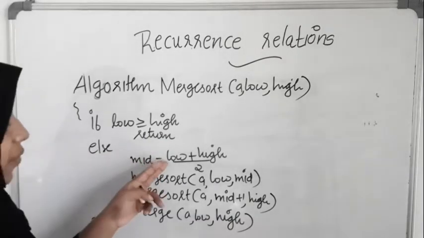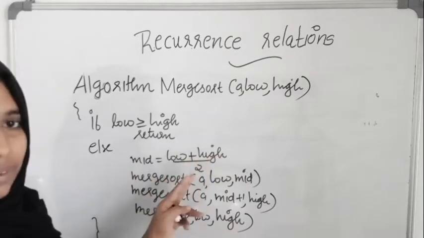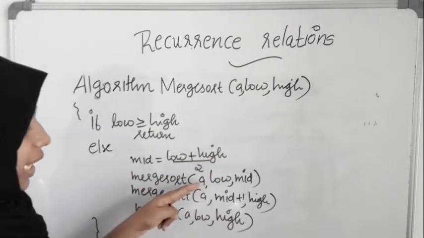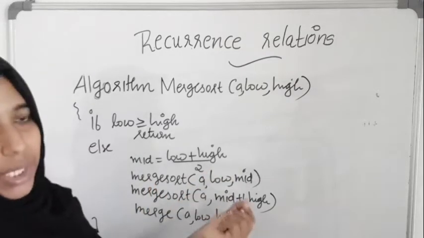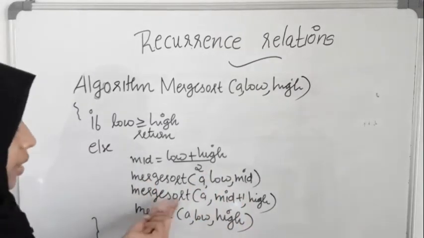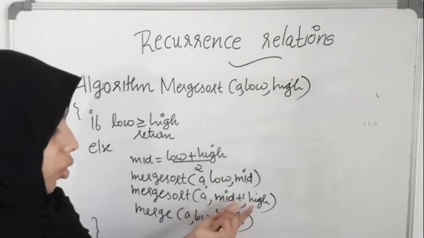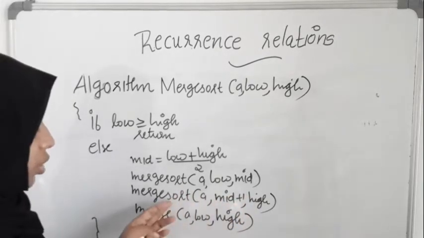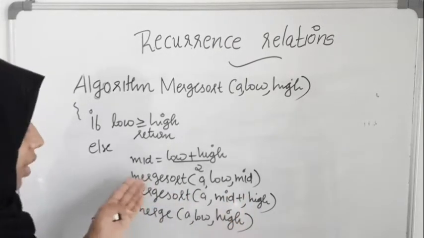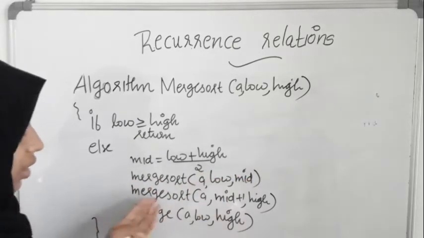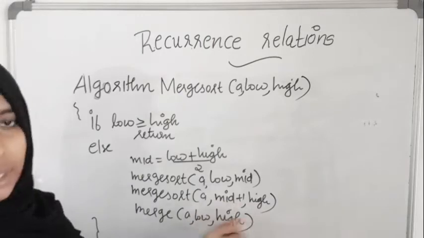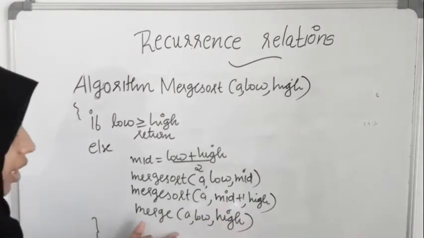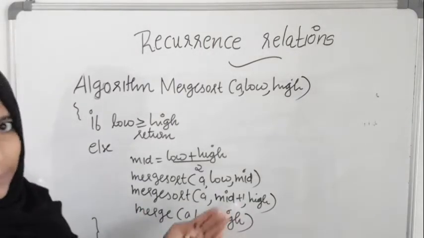So else we are finding some midpoint, low plus high divided by 2. Now merge sort A comma low comma mid. We are sorting all the elements till the middle point. Now merge sort A comma mid plus 1 comma high. That is, we are sorting the second half of array. We are sorting the first half of array here. We are sorting the second half of the array here. That is from middle to high, the second half of the array. Now we are merging the whole elements.